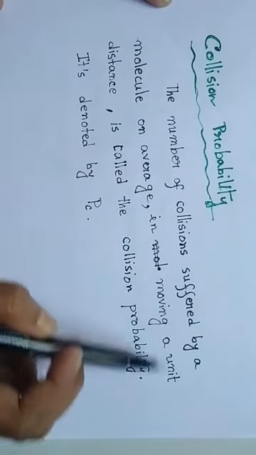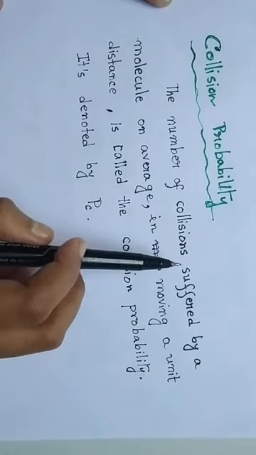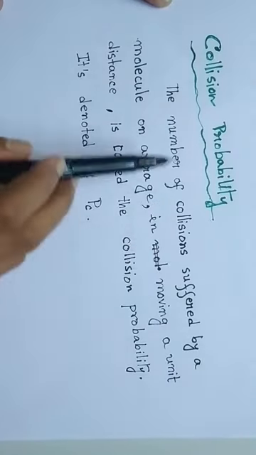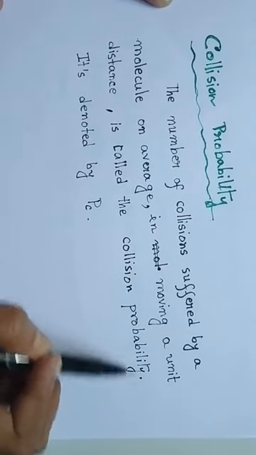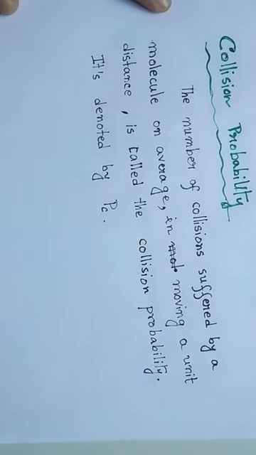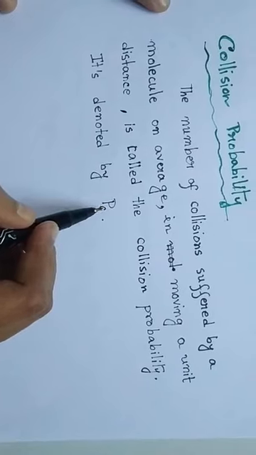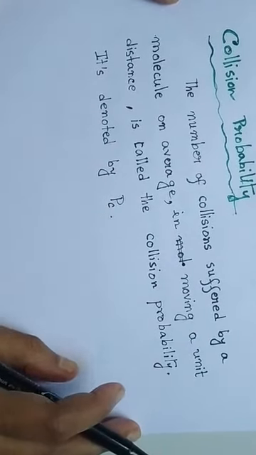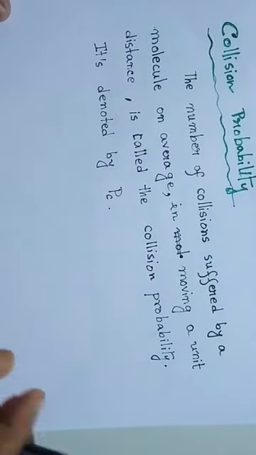That is, in moving a unit distance, at different points of time it may suffer a different number of collisions. So if you take the average of that, then the average number of collisions in moving a unit distance will be called collision probability. It's denoted by P suffix C, where P is probability and C is for collision. So how is it related to mean free path?